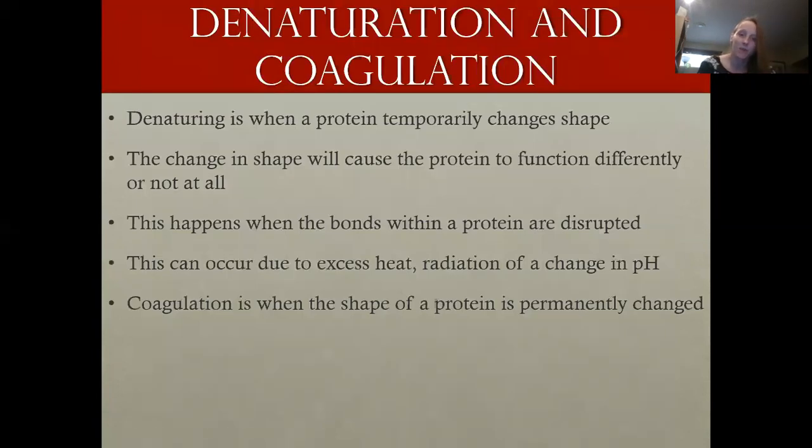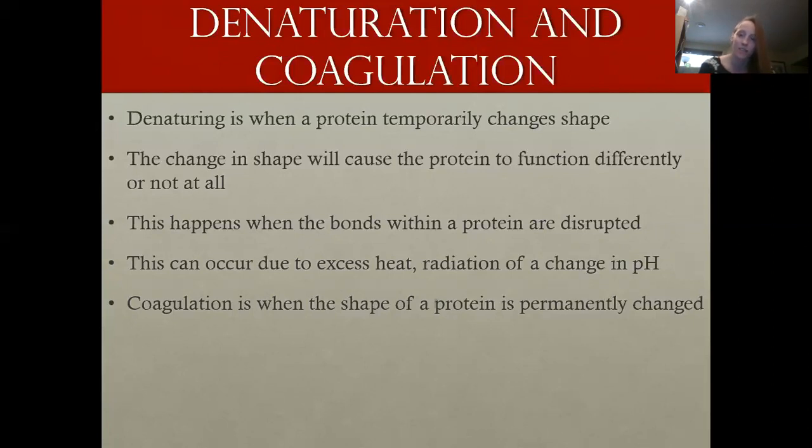Proteins can both denature and coagulate. Denature is when a protein temporarily changes shape. Coagulation is when a protein permanently changes shape, and both of these can cause the protein to not function. When the protein is not in its correct shape, it doesn't work properly. This usually happens when the bonds within the protein, like all those hydrogen bonds, are disrupted, which can happen if the proteins get too hot.